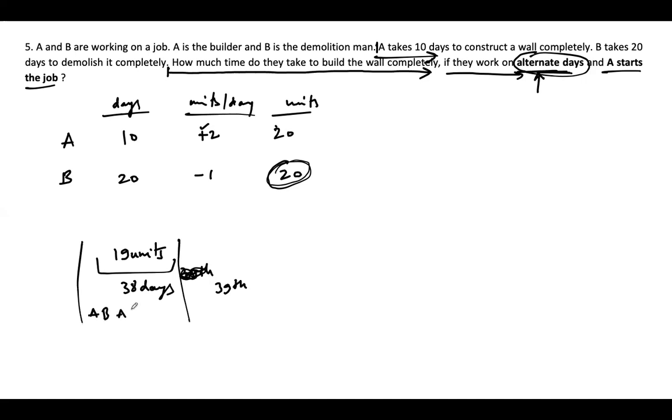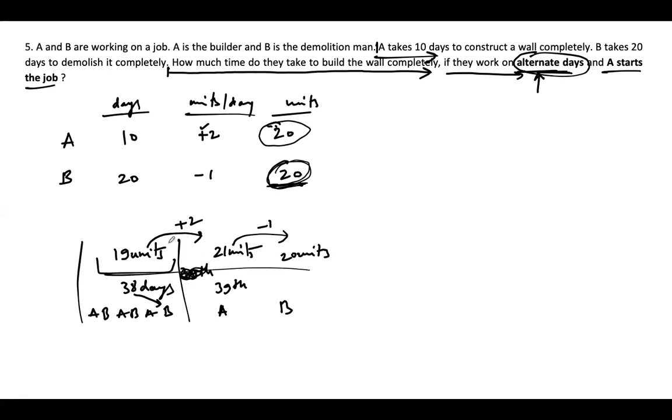See, the sequence is A, B, A, B, A, B. So on the 38th day B is working, and on the 39th day A is working. So in a way, you are saying on the 39th day A is going to do 2 units of work that actually goes beyond the work that is given. And then you are saying B is going to destroy, and then you are reaching 20 units. This is absolutely wrong. The problem with this is, let's say in 2 days you are doing 1 unit.